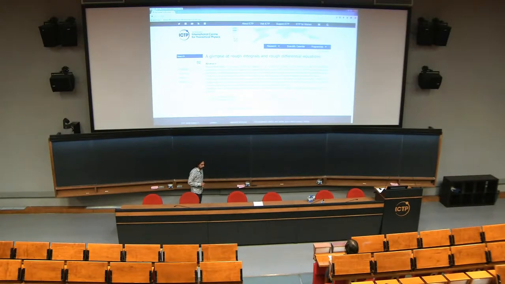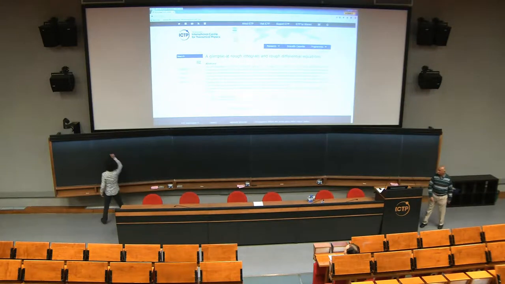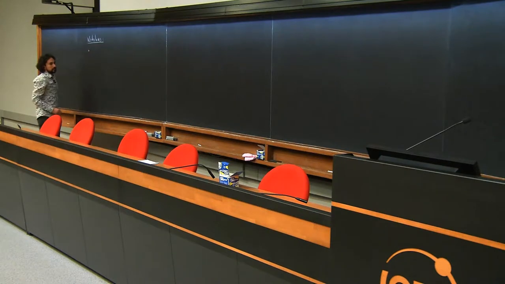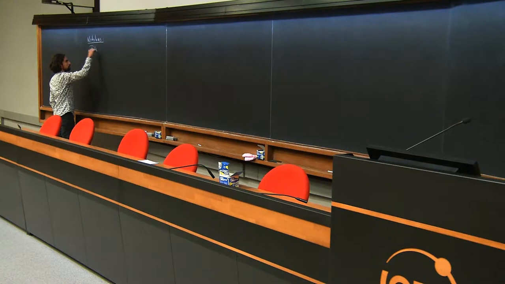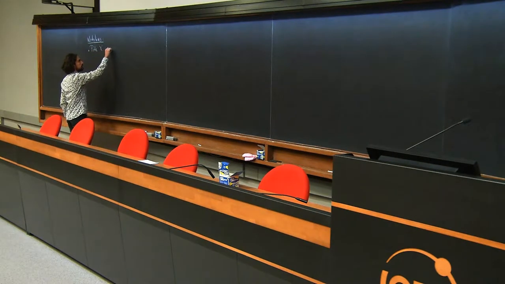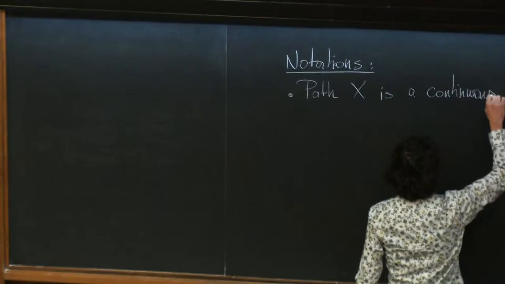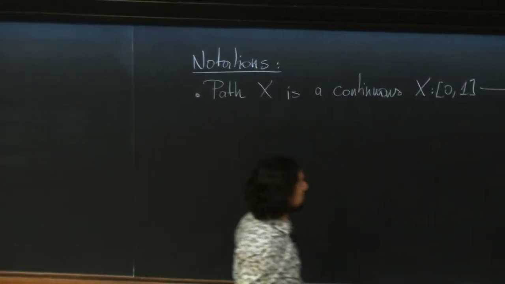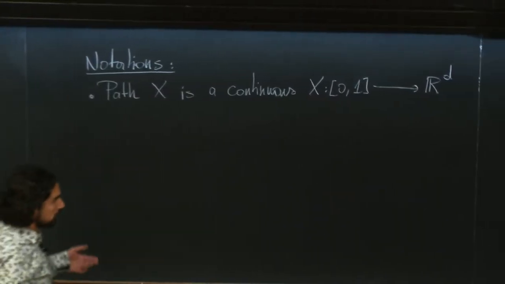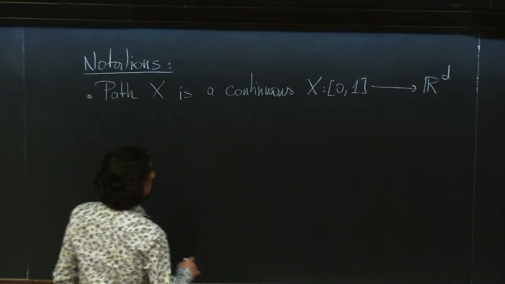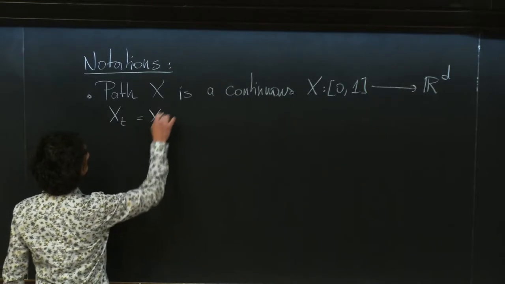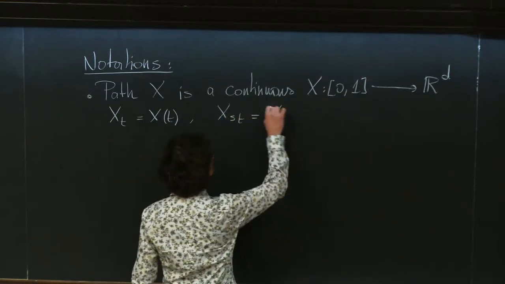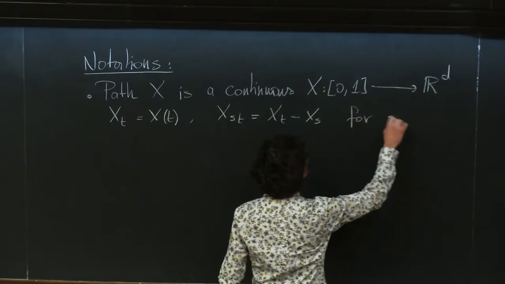Before starting, I would like to fix some notations that I will be using quite a lot. So a path x is just a continuous function from the interval [0, 1] to R^d. It could be from any interval, but let's keep it simple. I will use the notation x_t for x of t, as is quite common in probability, and x_{s,t} will denote the increment x_t minus x_s for s smaller than t.